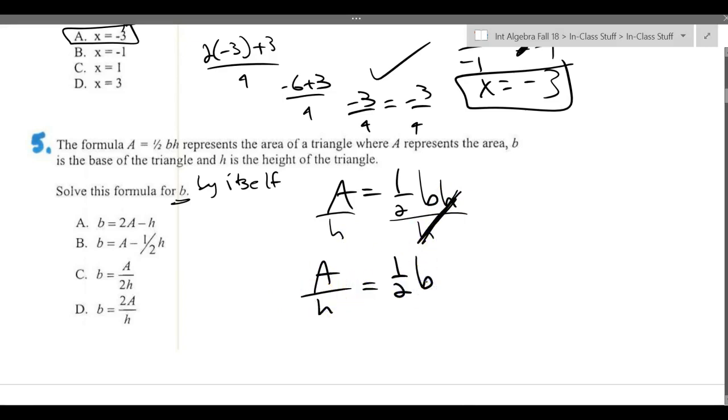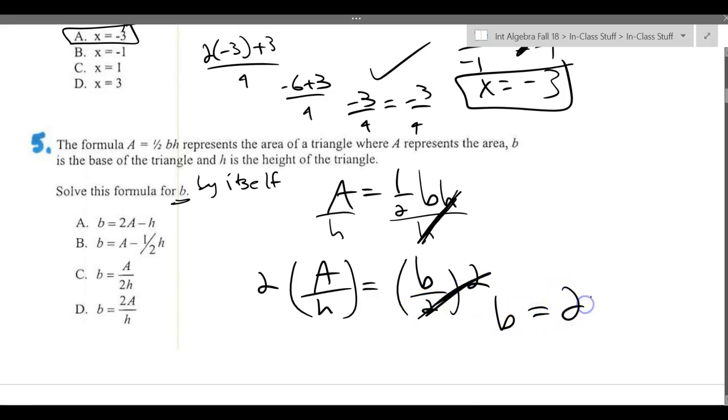Okay, how do you undo times 1/2? Well, that's the same thing as dividing by 2. We could just rewrite this like that. Well, how do you undo divide by 2? You multiply by 2. So multiply both sides by 2. So again, it's that process of undoing. What's the opposite of whatever's happening? And b equals 2 times a over h.